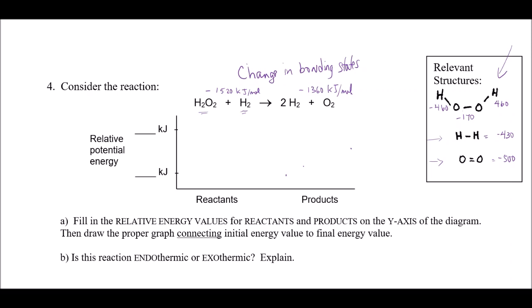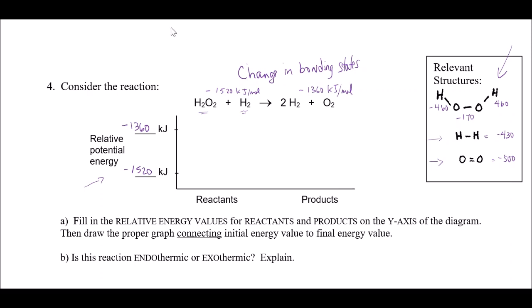All right. We can put those numbers into these spaces on the graph. Which is the lower number? Since they're negative values, the lower number is negative 1520 kilojoules per mole, and the higher number is negative 1360 kilojoules per mole. That may look backwards to you, but it's because these are negative numbers. These are wells. Negative 1520 is way down in the well.